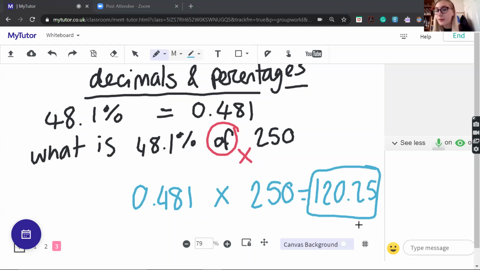Why is it 250? That was just an example that I did. That's just what the question could have been, like out of 250. Yes, I essentially did divide by 100. So yeah, cool.